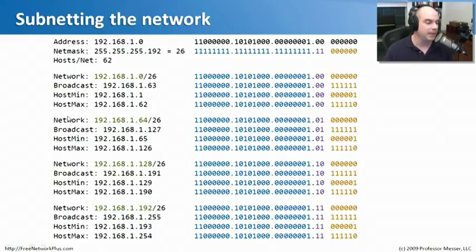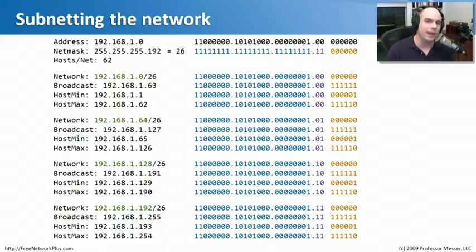We perform the same network calculation, the same broadcast calculation, the same host minimum, and the same host maximum. Now that's a lot of binary calculations, but that's it. We've now done the calculation to determine, based on the IP address and the subnet mask that we have available to us, what the 4 networks are, what the 4 broadcast addresses are on each of those networks, and what host IP addresses can exist on each of those 4 networks.